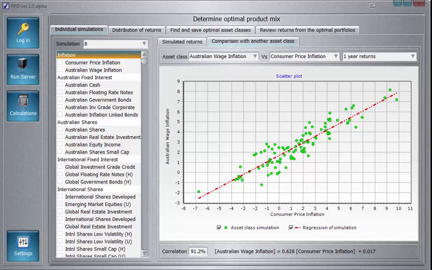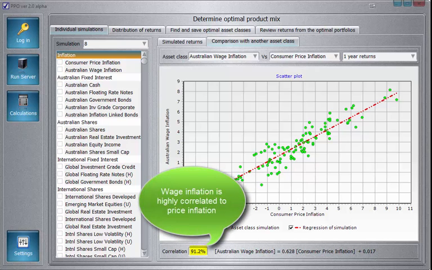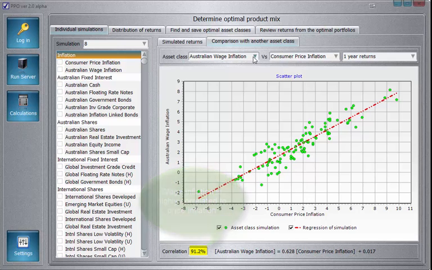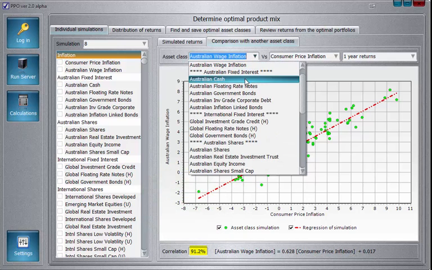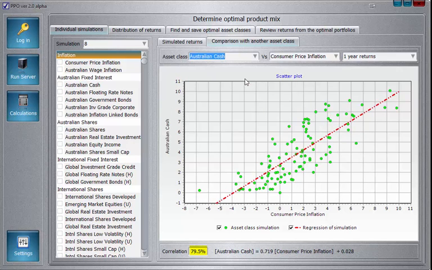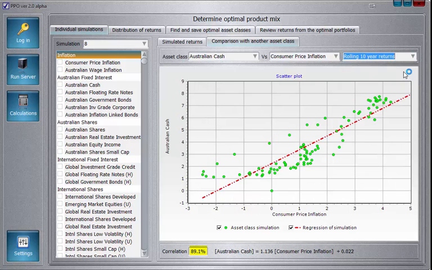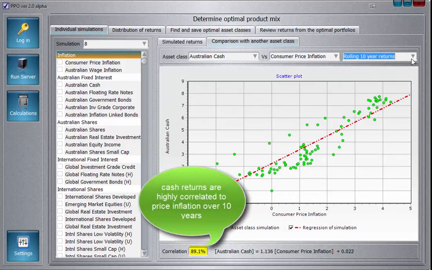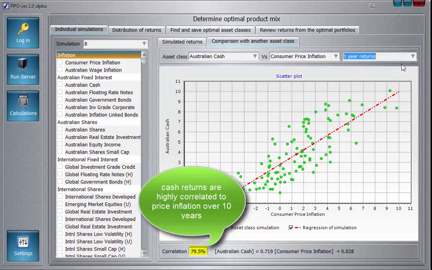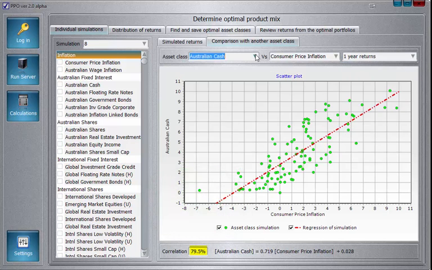We can get a better sense of the correlation between asset classes by having a look at the scatter plot of returns under different time conditions. So if we consider, for example, wage inflation versus price inflation, we can see that the correlations are quite high. Similarly, if we look at, for example, cash returns relative to price inflation for a 1-year period, and this is the 8th simulation, we see the correlations are very high and rise even further when one considers longer rolling time periods. The same is true of other asset classes.